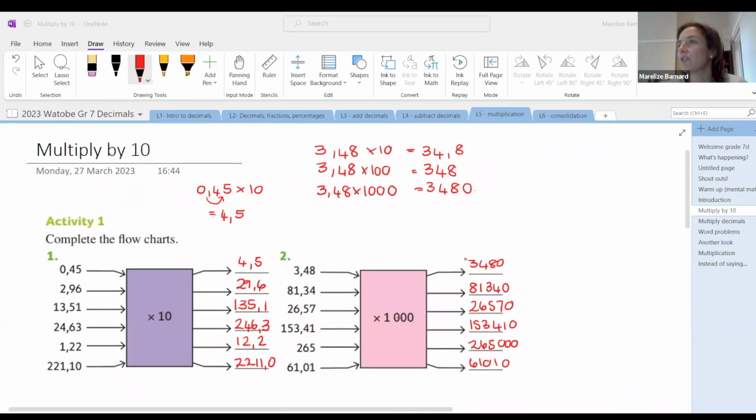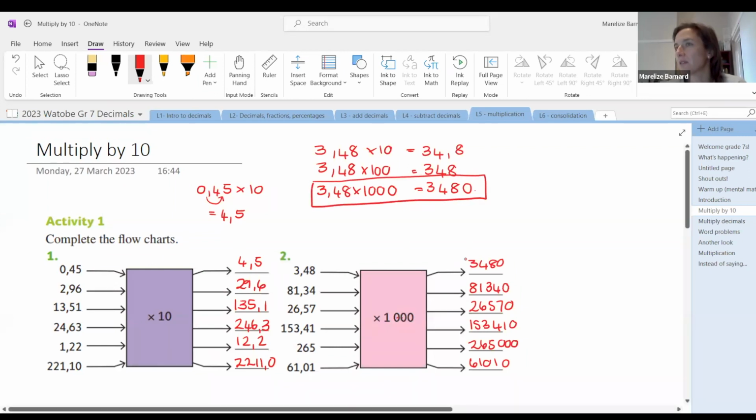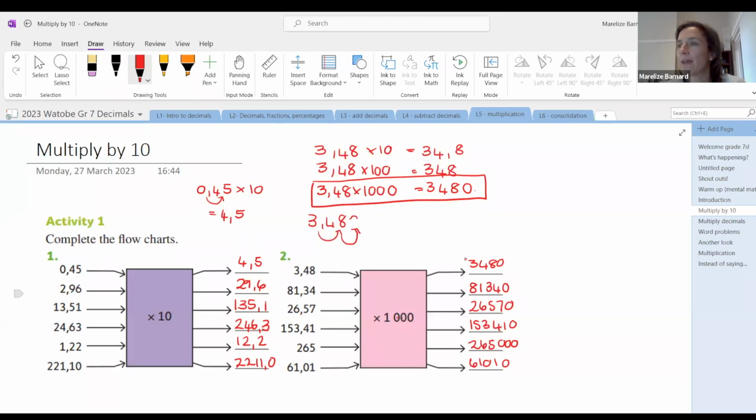Okay, so here, look what we do. If I look at this example here of 3,48 times 1,000, we're going to move the decimal. I'll just rewrite it here. If we move the decimal, that's one place. That's another place, and we can add zeros for ourselves to make it easier. And that's another place. So that's 1, 2, 3 places. So that's how we get 3,480. Okay, ma'am, thank you.